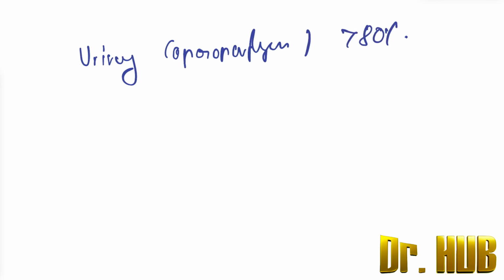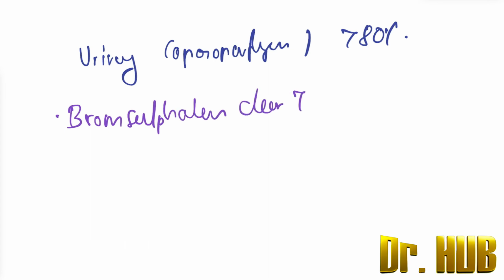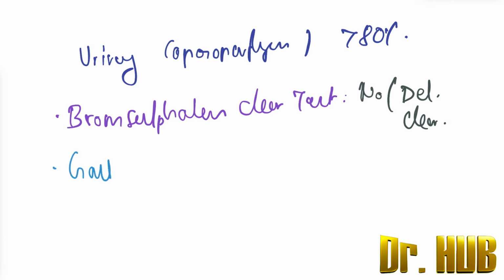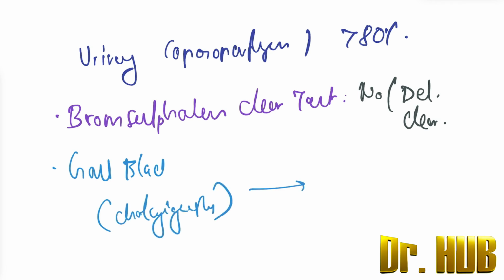Next is the bromsulphalein clearance test. In Rotor it was slow clearance, here it is delayed clearance. Then when you look at the gallbladder upon cholangiography, it is not visualized, whereas in Rotor it was visualized, here it is not visualized.